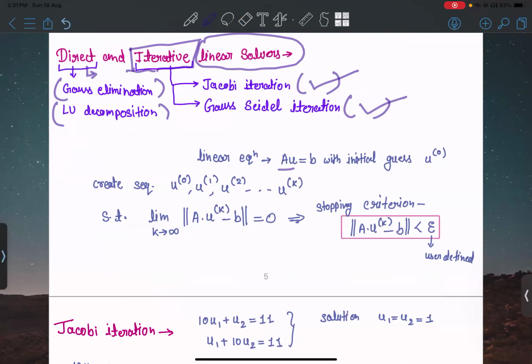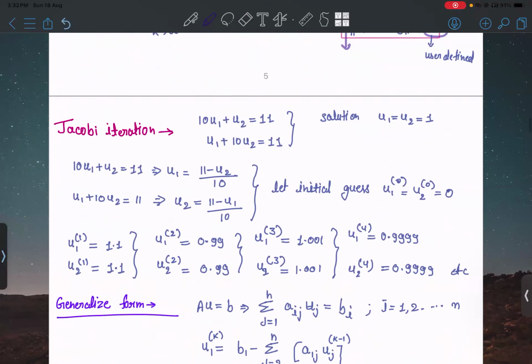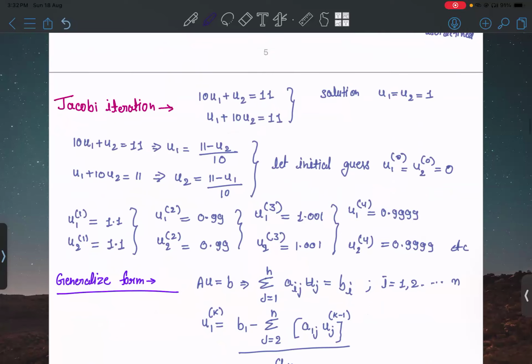In this system of linear equations, we will make some initial guess u at the 0th iteration. Then we will create a sequence u1, u2, u3, up to the kth iteration, and we will put a stopping criterion: if A multiplied by u at the kth iteration minus b is smaller than some user-defined epsilon, then we will stop. First we'll see what the Jacobi iteration is.